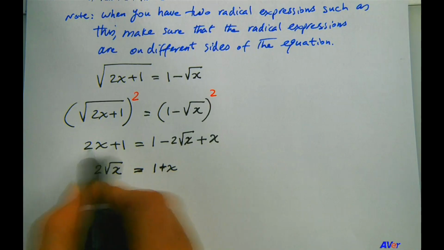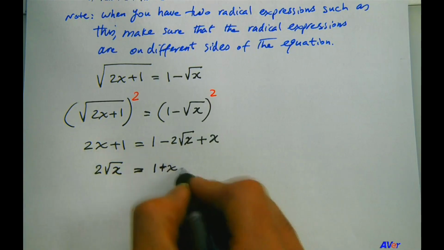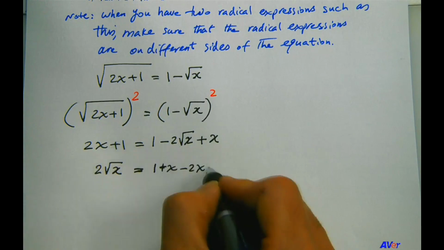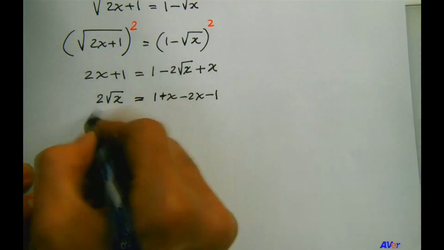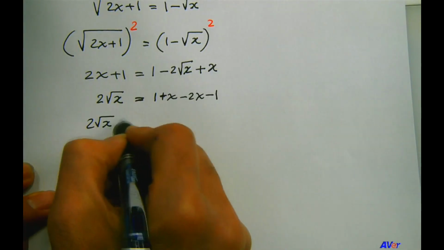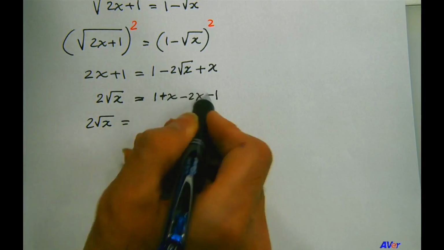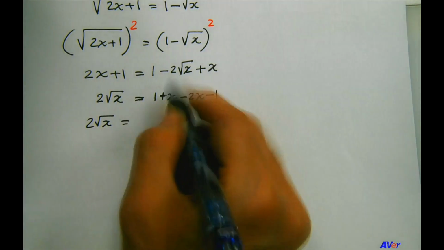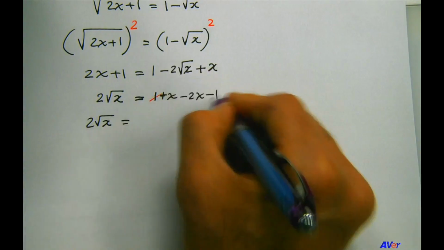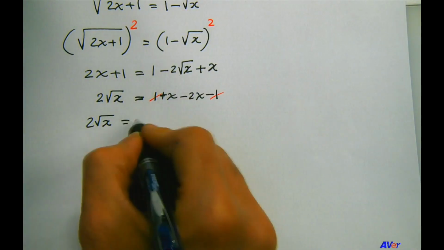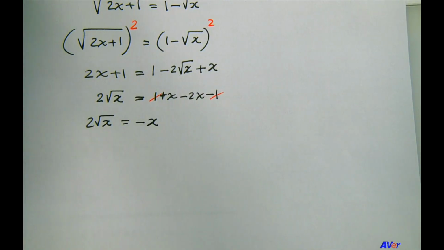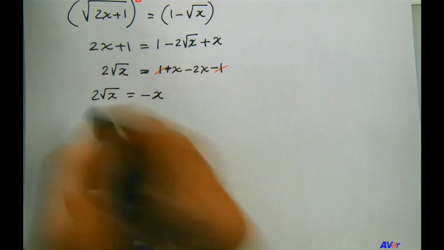Then I'm going to move these two to the other side. 2x becomes minus 2x, positive 1 becomes minus 1. So simplifying, we have 2 square root of x equals 1 and minus 1 add up to 0, right? These two add up to 0. Minus 2x and x add up to minus x. So now square both sides again.